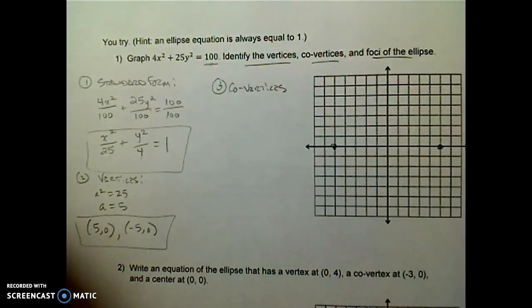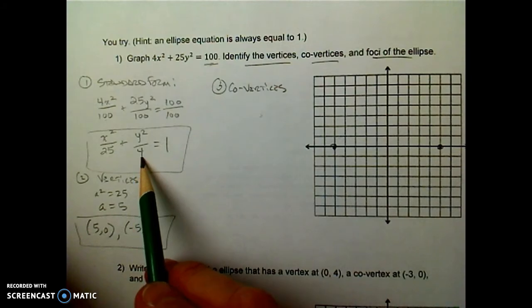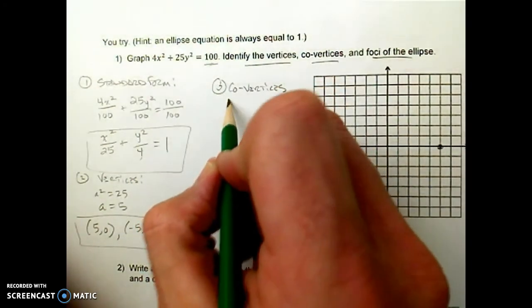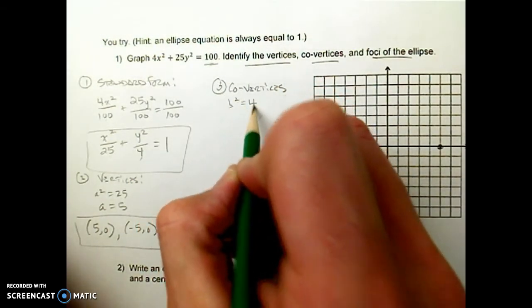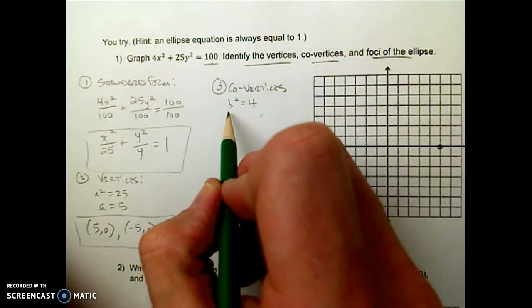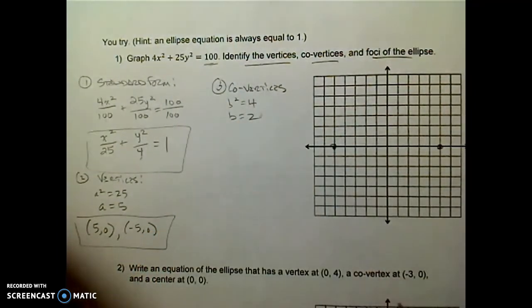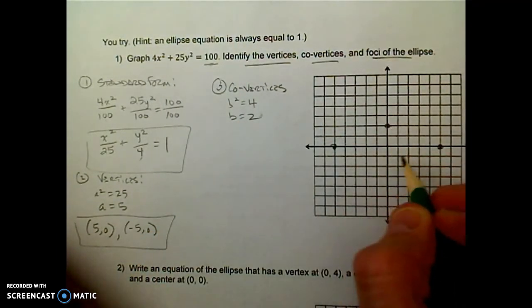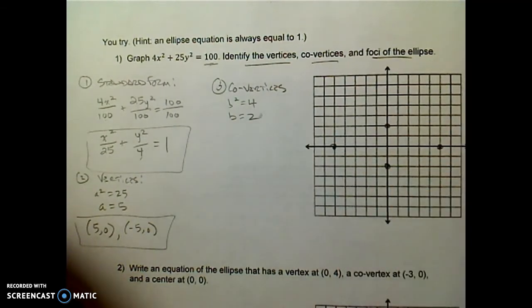Now I'm asked to identify the co-vertices. That's going to be the minor axis. And so now I can see that 4 is B squared. So then B will be equal to 2. So now I've got these points.